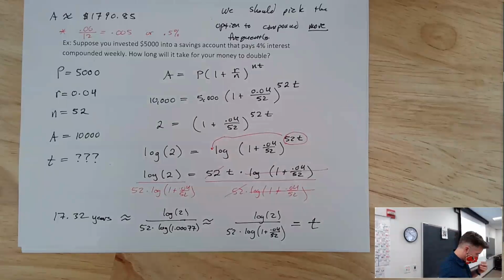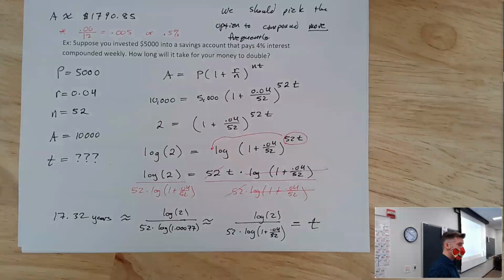How did I get 52? How often were we compounding? Weekly, every week. And how many weeks are there in a year? There's 52. So the number of times we're compounding is the number of periods there are in a year. So if we're compounding quarterly, that's every 3 months, because there's 4 quarters in a year. So there'd be 4 times we compound it.